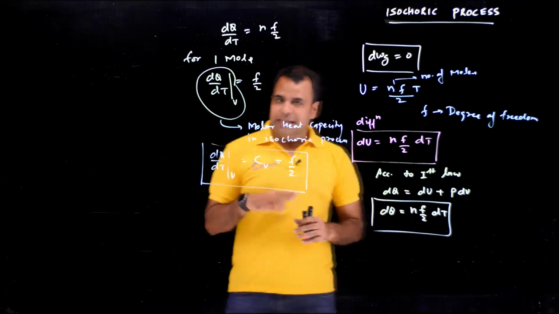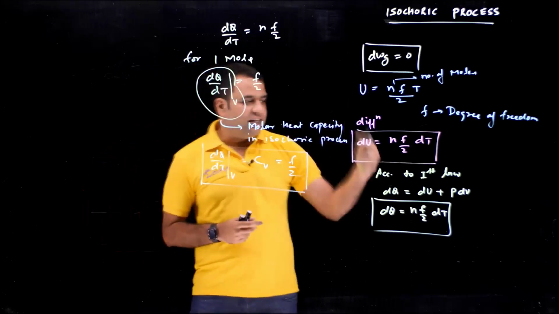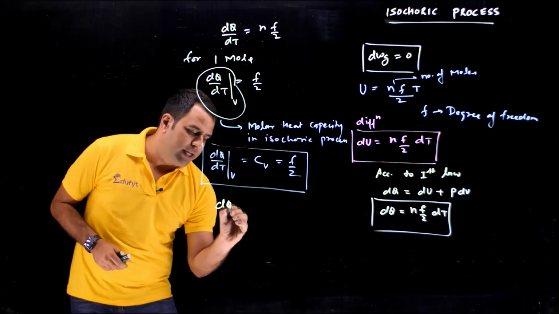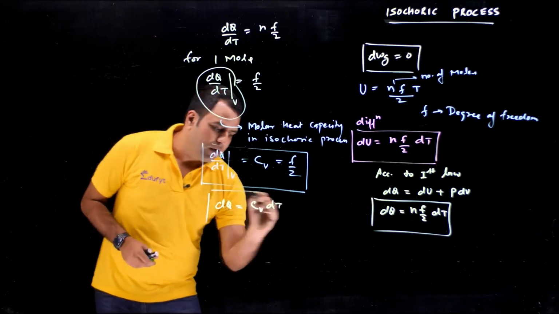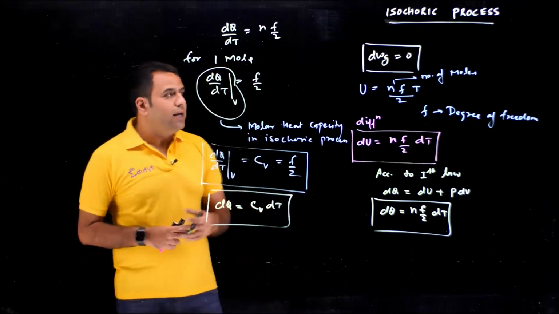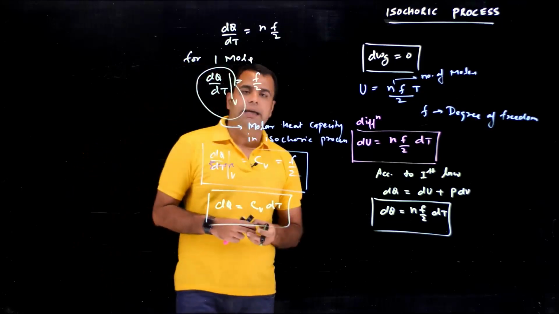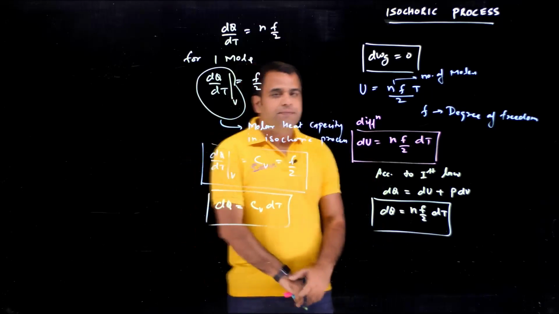Okay, so we have a ready-made relationship between the U and temperature as well as the Q and temperature. So dQ becomes Cv dT. If you want to calculate the heat required in isochoric process, you can directly utilize this formula, and from there you can directly calculate the heat required to change the temperature. Okay, thank you.